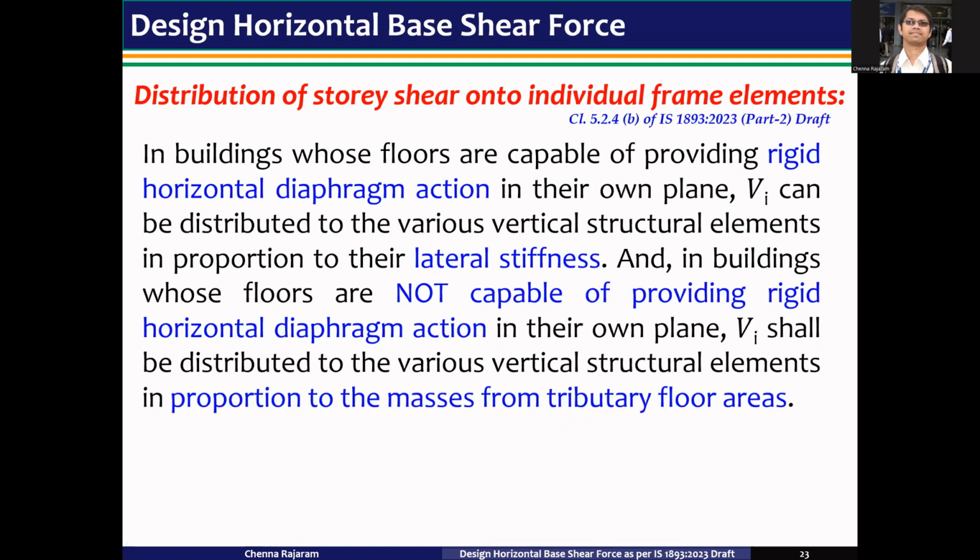Distribution of story shear onto individual frame elements. In buildings whose floors are capable of providing rigid horizontal diaphragm action in their own plane, VI can be distributed to the various vertical structural elements in proportion to their lateral stiffness. And in buildings whose floors are not capable of providing rigid horizontal diaphragm action in their own plane, VI shall be distributed to the various vertical structural elements in proportion to the masses from tributary floor areas.